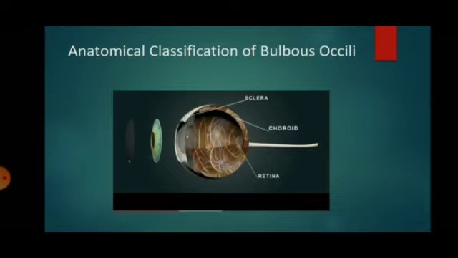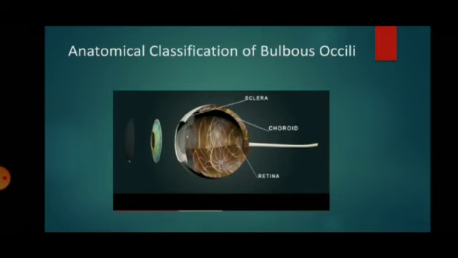Anatomically, the bulbus oculi is divided into three layers. The outer layer is known as the fibrous layer, the middle layer is constituted of the choroid, ciliary processes and the iris, and the innermost layer is the retina, where the image formation takes place and from where the optic nerve arises and goes up to the occipital region of the brain.